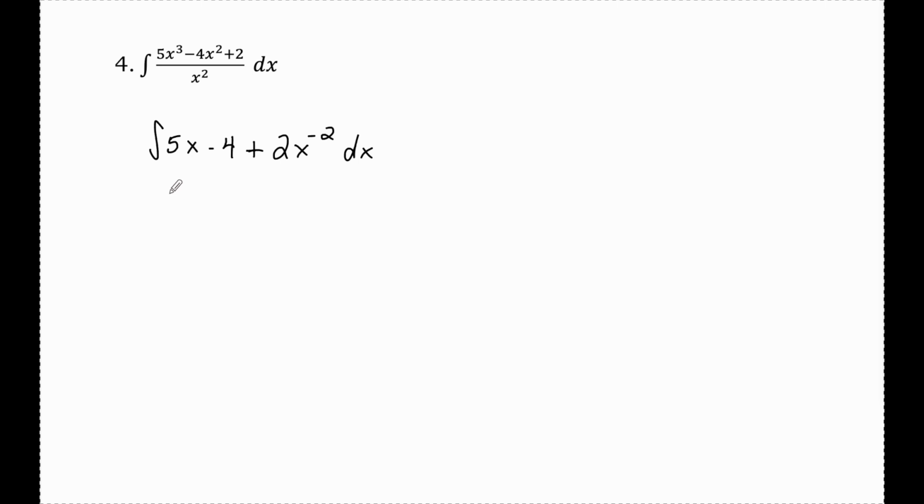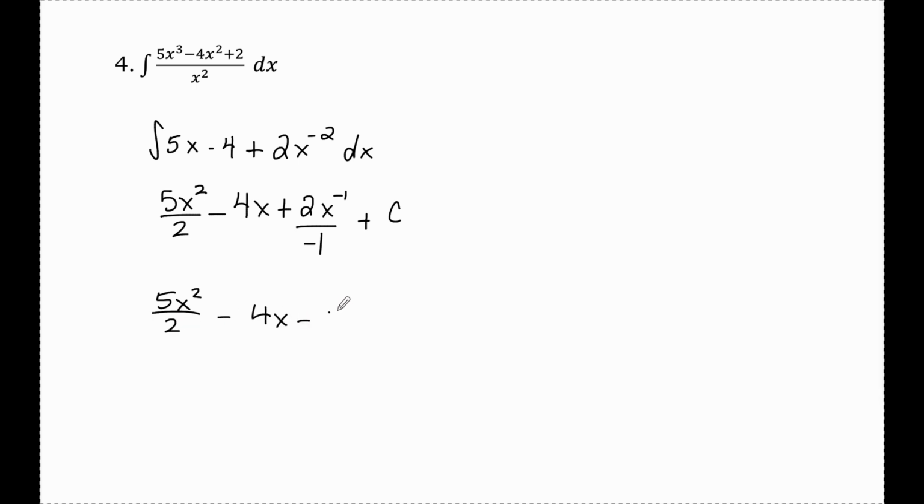I can apply that polynomial integration technique. So I would have 5x squared over 2. I added 1 to the exponent of 1 and divided by that new exponent. For the 4, I tack on an x. And for the 2x to the negative 2, I would have 2x to the negative 1, negative 2 plus 1, and divide by that new exponent of negative 1. Don't forget to add on that plus c. I'm going to rewrite this term with a positive exponent. So my final answer will be 5x squared over 2 minus 4x minus 2 over x plus c.